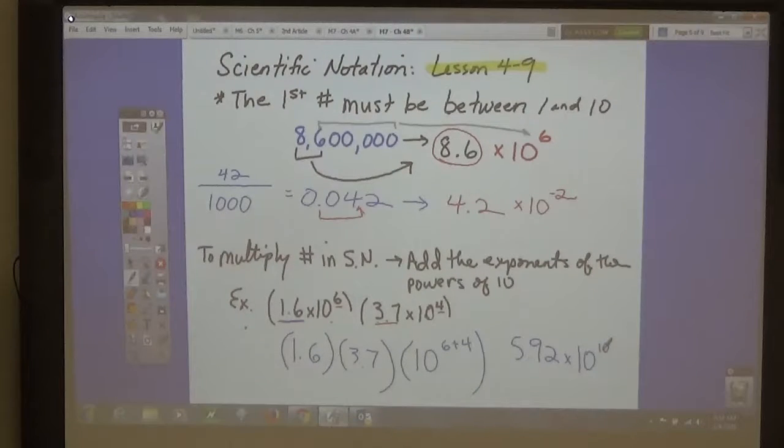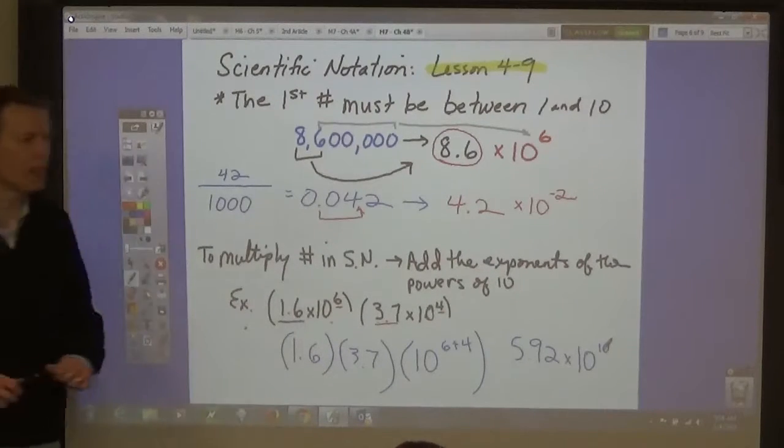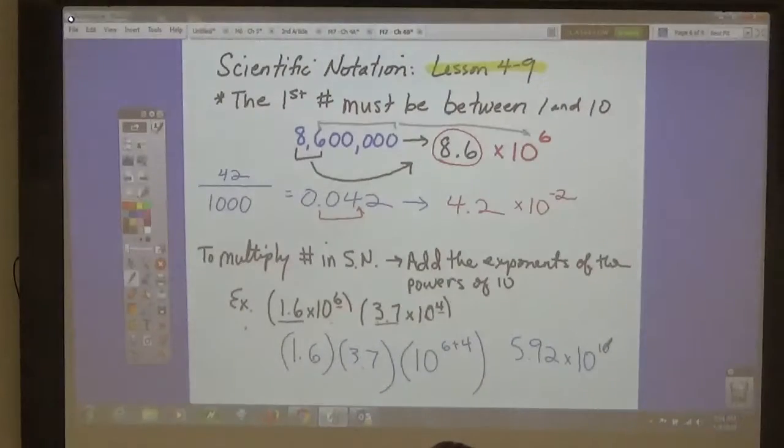Now, go to your assignments. Page 223. We're going to do 1 through 7. Wait, no. We're going to do 2 through 32 evens. 2 to 32 evens on page 223. Okay? Look at number 32. 2 to 32 evens.